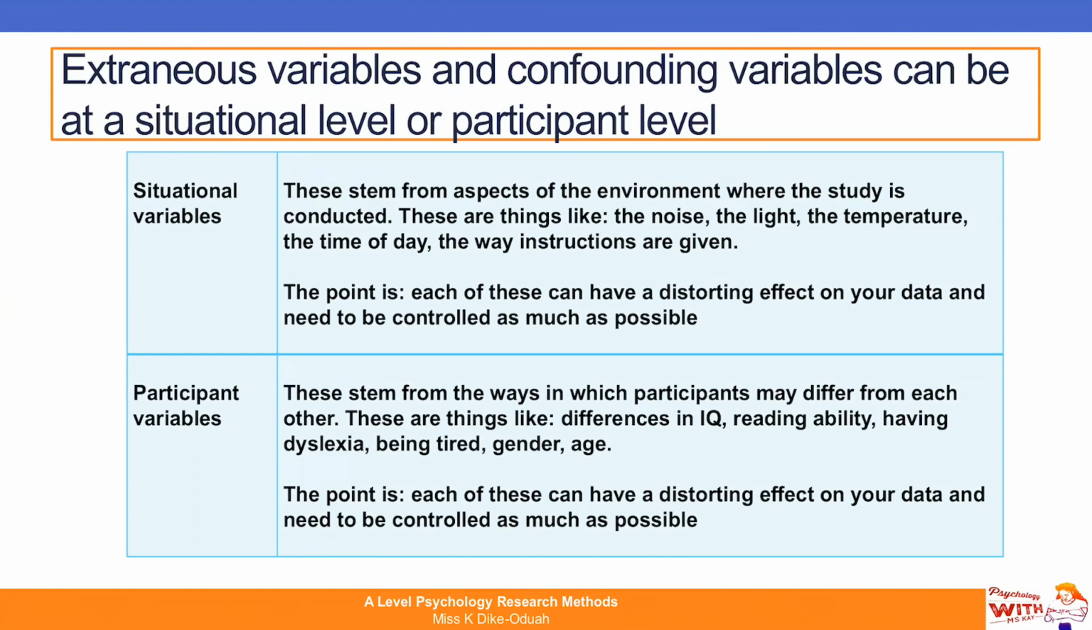Whereas participant variables, these stem from the ways in which participants may differ from each other. These are things like differences in IQ, reading ability, having dyslexia, being tired, gender, and age. And the common thread here is that these are variables, these are qualities that are found in the participant. So you can see how for me it's very easy to remember participant variables and really link it to confounding variables, because these are variables that are found in the participant. And the point is for participant variables that each of these can have a distorting effect on your data and need to be controlled as much as possible.